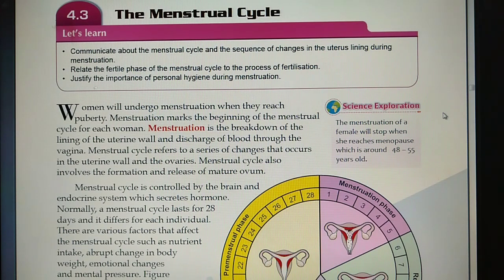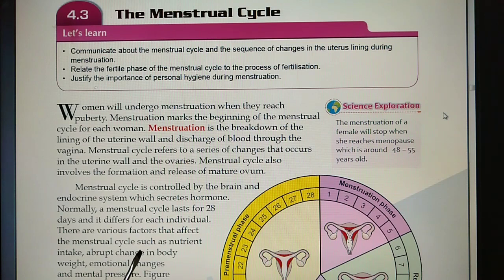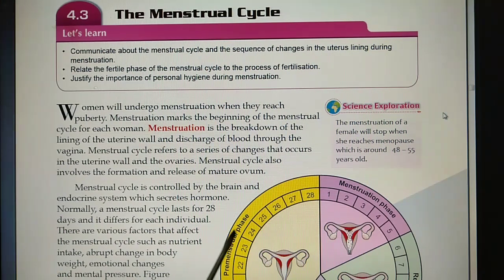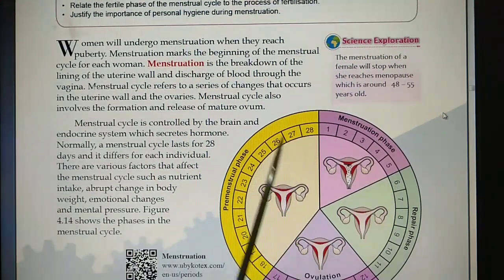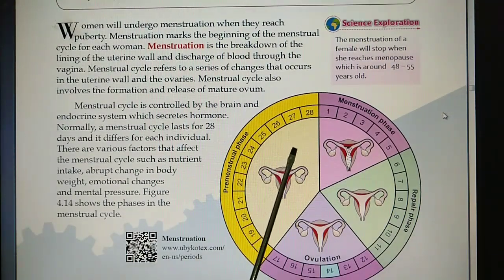Normally, as I have said before, the menstrual cycle will last for 28 days and it differs for each individual. There are various factors that affect the menstrual cycle, such as nutrient intake, abrupt change in body weight, emotional changes, and mental pressure. So this menstrual cycle can be divided into 4 phases, as we can see from this diagram.